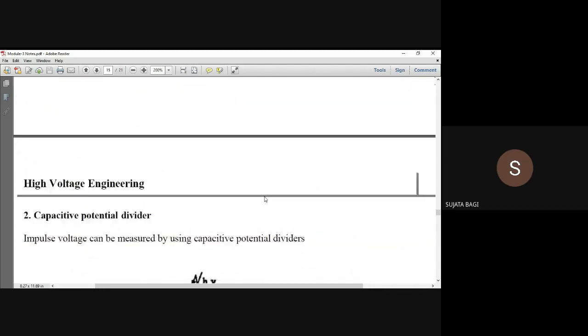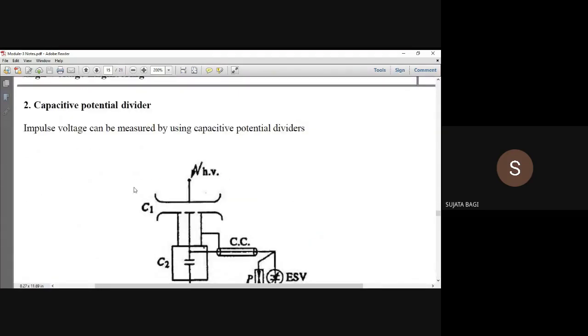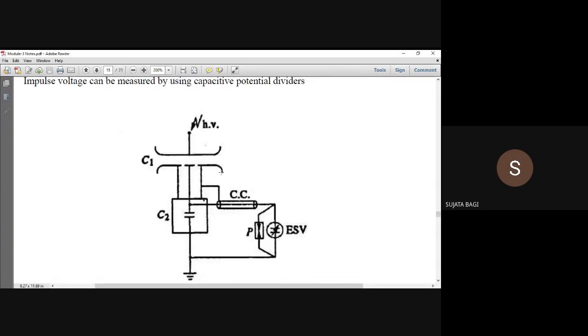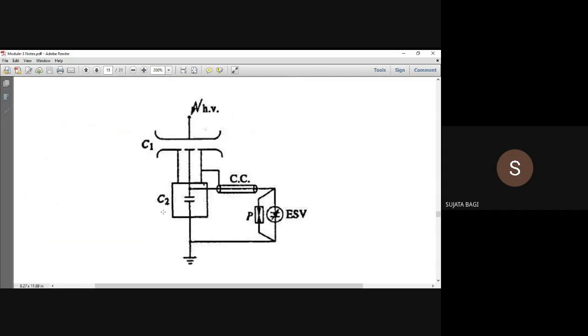Next we will go for the capacitance potential divider. Here also, impulse voltage can be measured by using a capacitive potential divider. Resistance is replaced by capacitances. On the high voltage side C1 is connected, and on the low voltage side C2 is connected to a coaxial cable, which is connected to an electrostatic voltmeter, as we discussed in the previous class. We can measure the voltage, and this is the protective device that will protect these components. So impedance is replaced by capacitances.